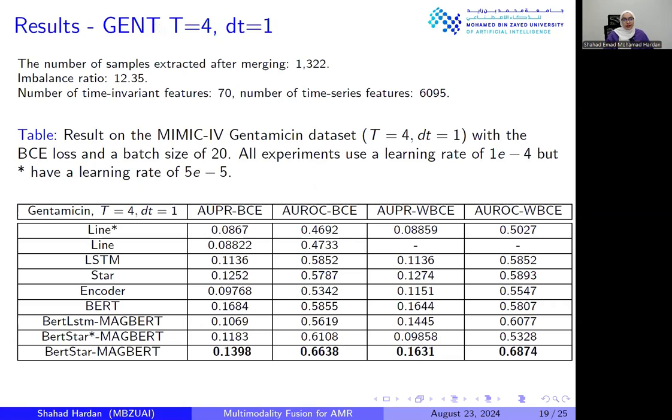So now that we have discussed all our fusion mechanisms, let's move to the results. For the results, we'll focus on 2 different cohorts. First one is the gentamicin antibiotic prediction time at 4 and the time granularity of 1, so every hour, basically. And then we take the number of samples extracted after merging all 3 modalities, and we consider the imbalance ratio. Our imbalance ratio is really high in this case, which is 12. So for example, we have 12 sensitive cases against every resistant case. And this is a bit challenging.